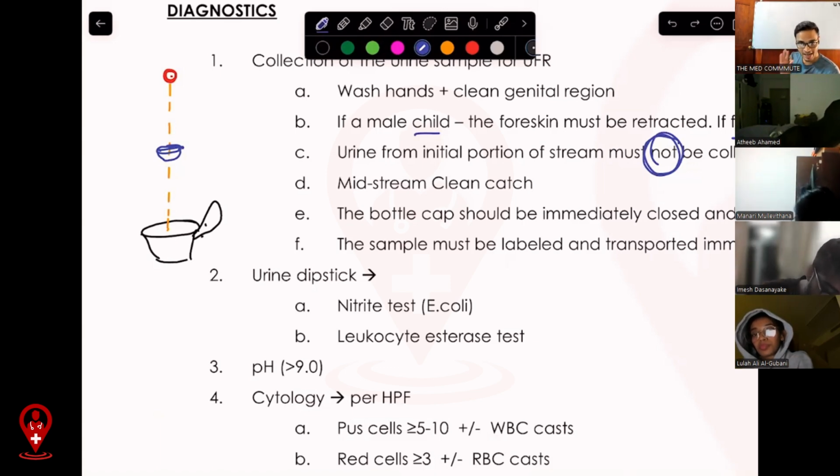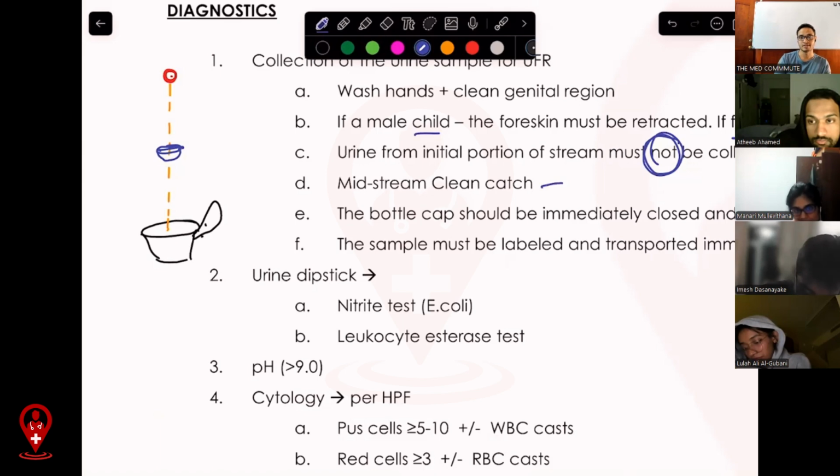Now, as you can imagine, this is a little bit difficult in obese patients, especially obese females. So in certain conditions, if they are morbidly obese, they might need the help of a chaperone as well to collect the sample. So, midstream clean catch into a sterile plastic cup.